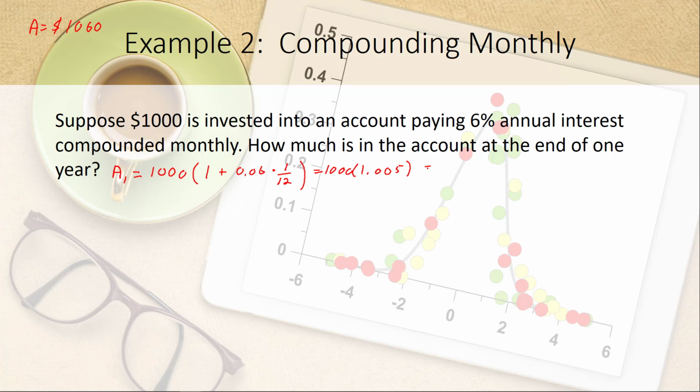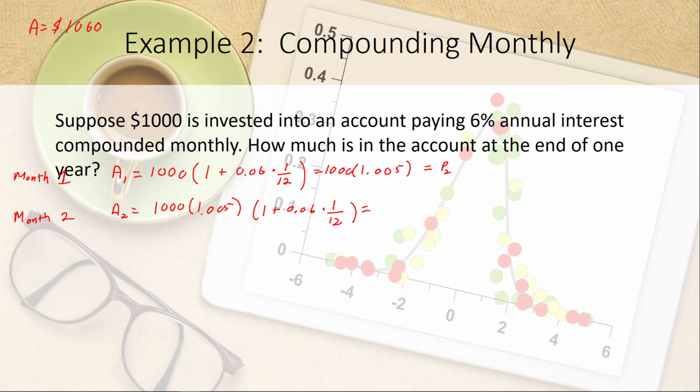And this also is going to become our new principal for month 2. So this was month 1. This right here will be our new principal for month 2. So for month 2, we will have that the future value after the second month is going to be equal to our new principal, which is $1,000 times 1.005, and we are going to multiply that by 1 plus our interest rate, 0.06, times 1/12, and that of course is going to be 1.005.